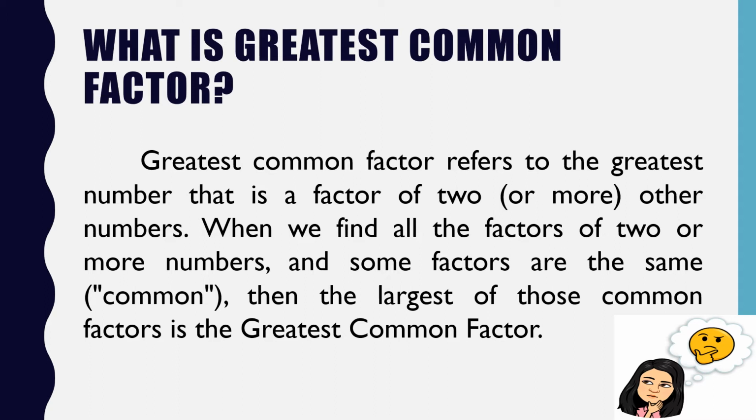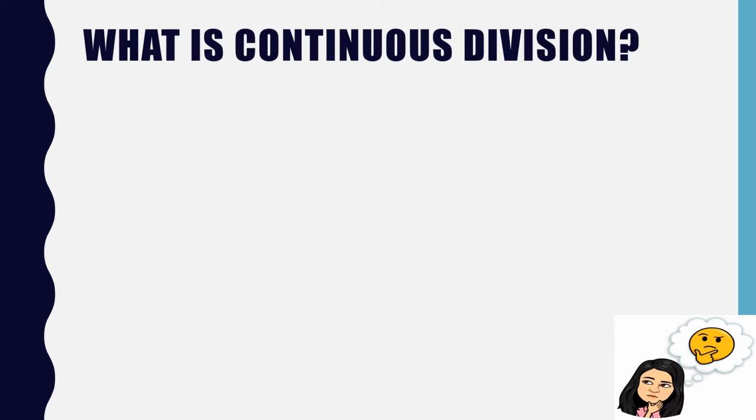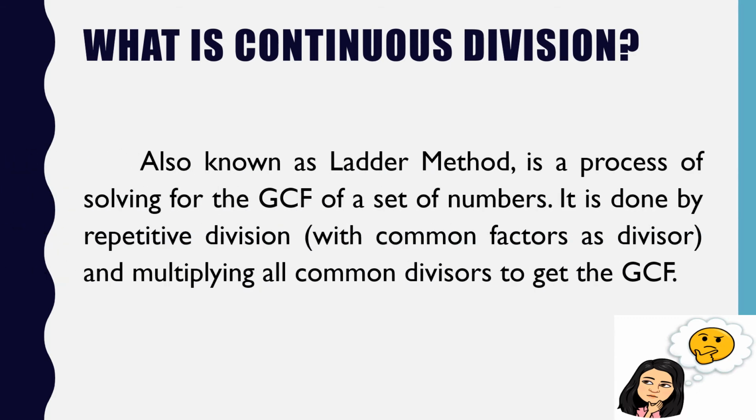So, now, we are able to define the greatest common factor. But what do we mean when we say continuous division? When we say continuous division method, this is also known as ladder method. This is a process of solving for the greatest common factor of a set of numbers. It is done by repetitive division with common factors as divisors and multiplying all common divisors to get the greatest common factor.